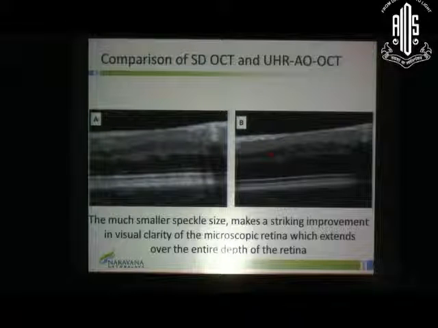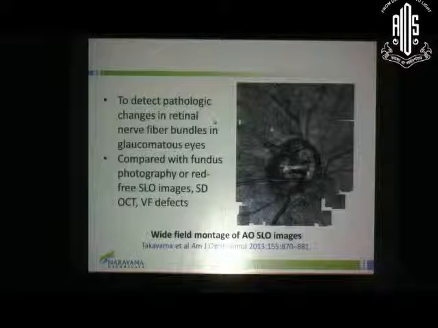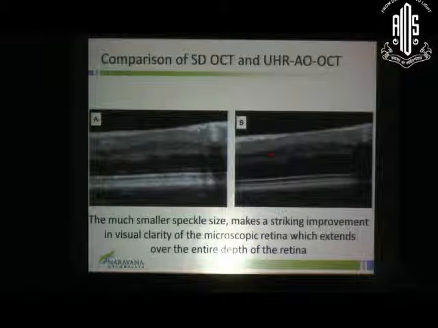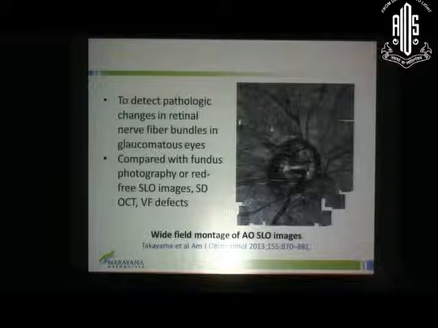If we compare the SDOCT and the UHR, other than lateral resolution, which I've been talking about so far, we also see that even the resolution across the depth of the image is much better with the AOCT as compared to the SDOCT. We can see the finer definition of the image. The much smaller speckle size makes a striking improvement in the visual clarity of the retina, and this is seen throughout the entire depth of the retina.